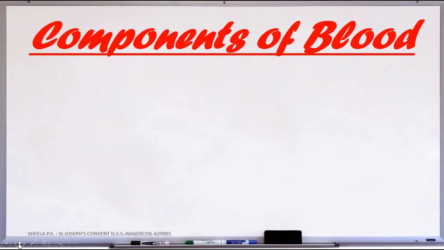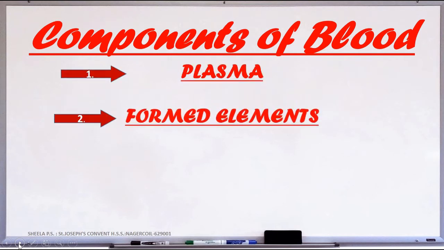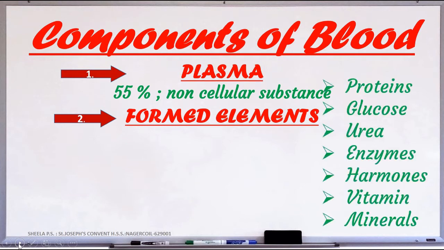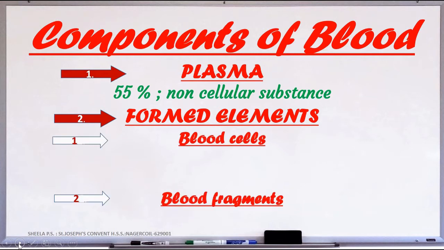Let's see now the components of blood. What is blood? It's a red-colored fluid connective tissue. It consists of plasma and formed elements. About plasma, 55% of blood is the plasma. It contains many non-cellular substances, like organic substances such as protein, glucose, urea, enzymes, hormones, vitamins, and minerals. The formed elements are the suspended substances like the blood cells and blood fragments.